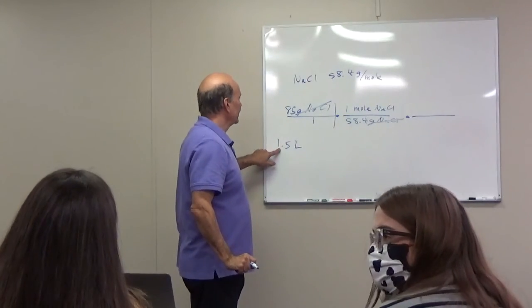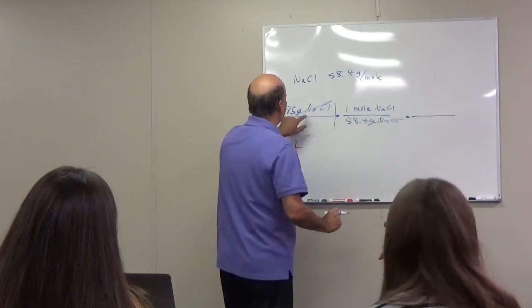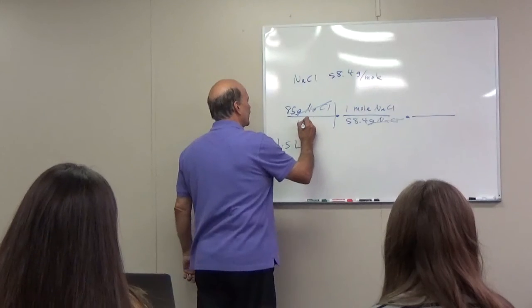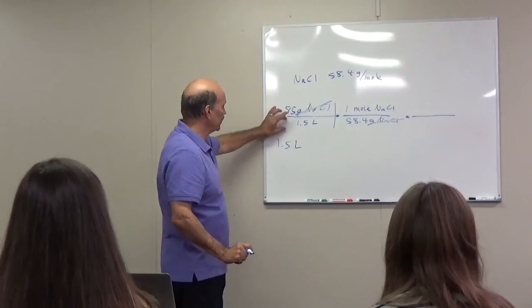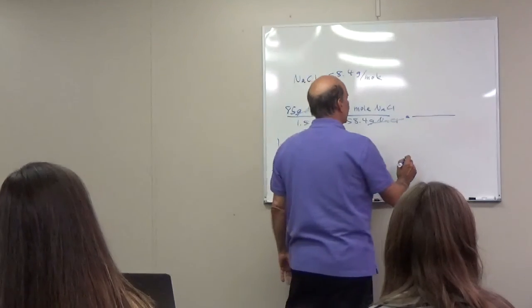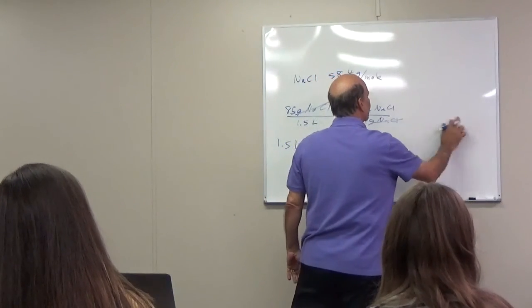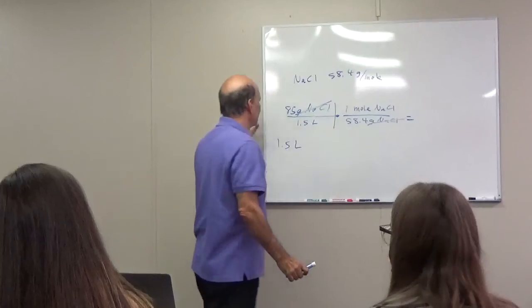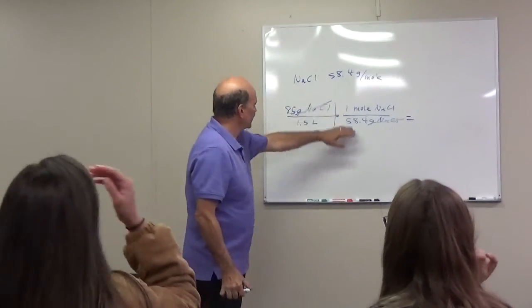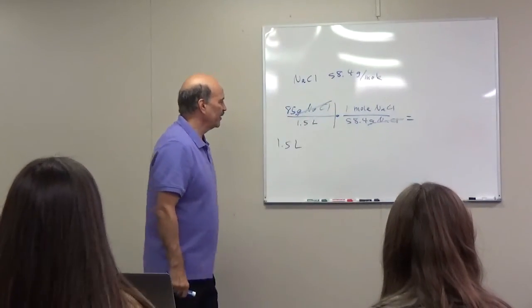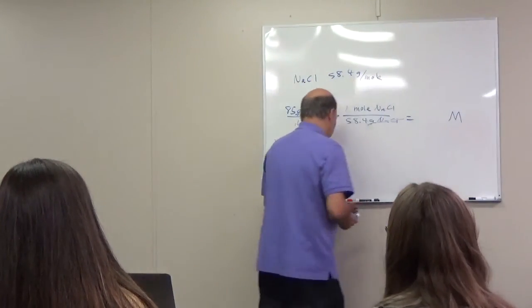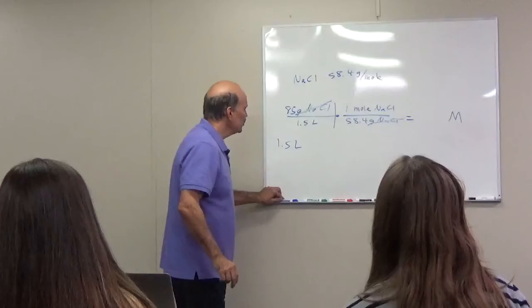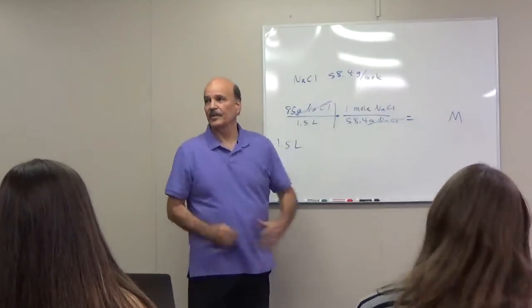And now what we're really going to do is put this over the 1.5 liters, because that's what you did: you dissolved 85 grams in 1.5 liters. When you're done with that, you're going to get the molarity. They use a capital M for molarity, whatever that comes out to be. But practice using dimensional analysis.